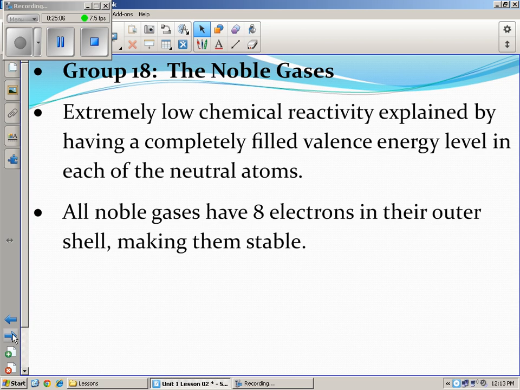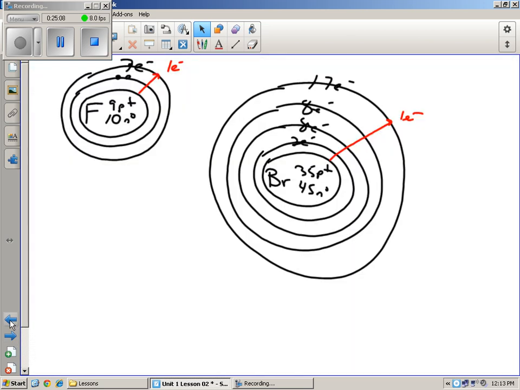Group 18. Oh, by the way, let's go back to this for a second. Why does fluorine want to gain that electron? Anyone else? Why does fluorine want to gain an electron? Why is that so? Yeah, so it has a full outside shell. So all the electrons in the outside shell are filled up, right?